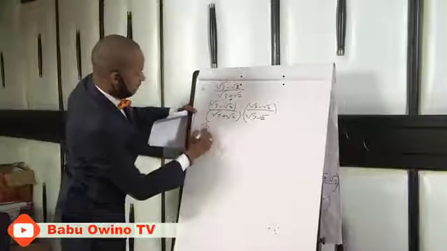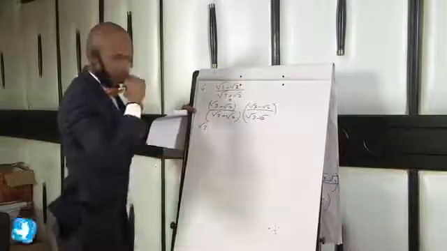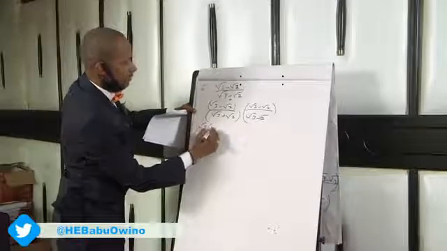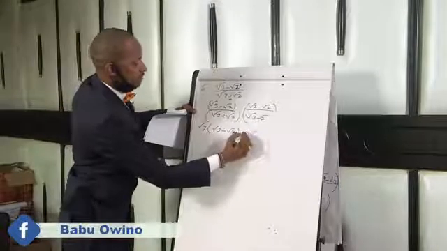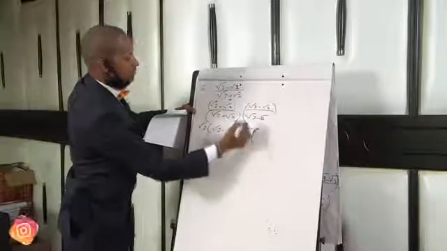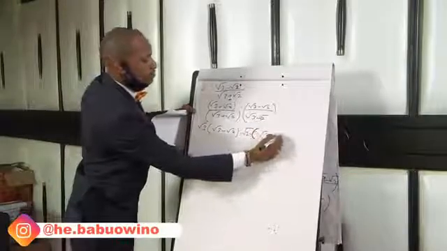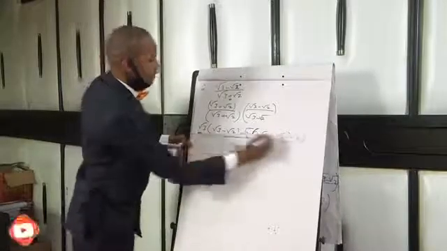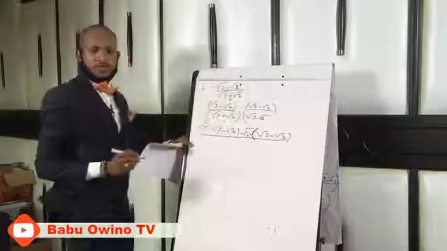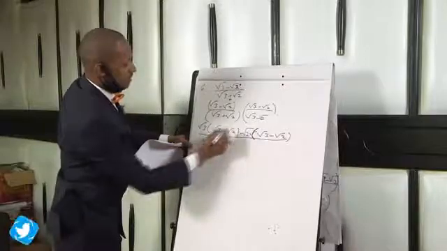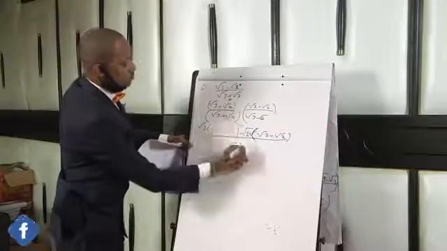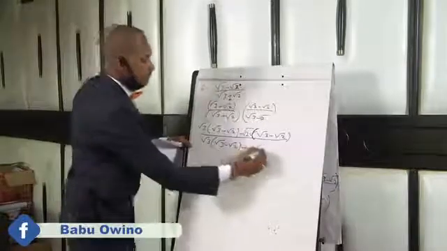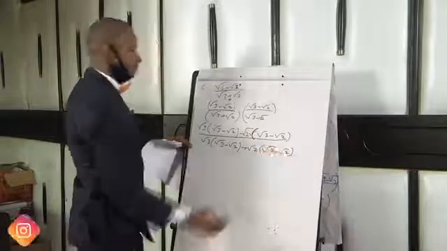Then you expand this. In expanding, we have root 3 times what's on the other side of the bracket, root 3 minus root 2. Then again minus root 2 into root 3 minus root 2. Then you divide by the denominator, which you also expand: root 3 multiplied by root 3 minus root 2, plus root 2 into root 3 minus root 2.